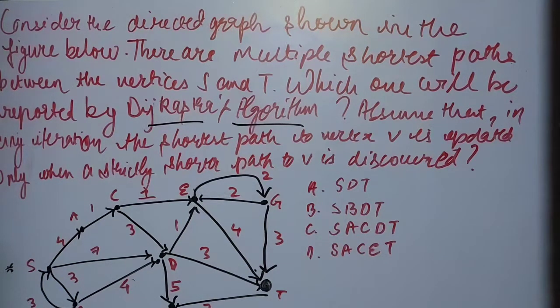Today I will be discussing the GATE CSE 2012 question. First, let's read the question. Consider the directed graph shown in the figure below. They have mentioned a figure in the question and I have drawn that.